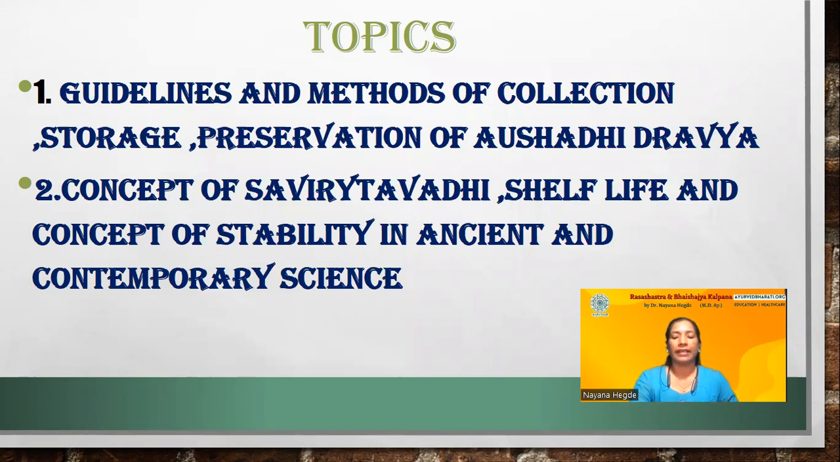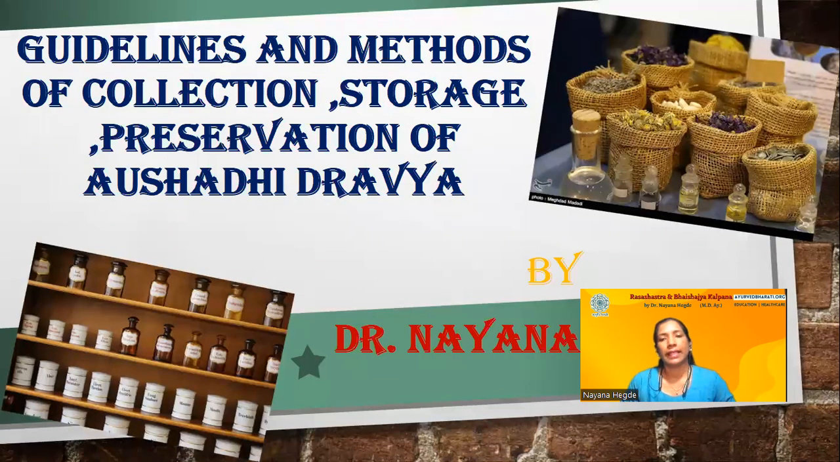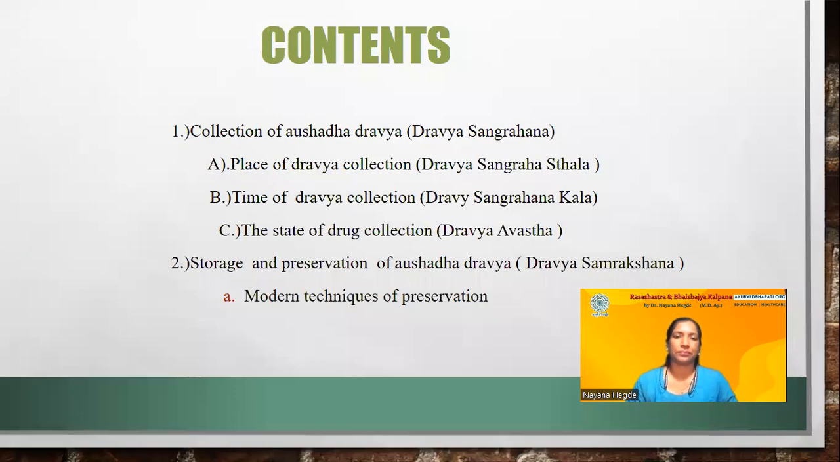First topic is guidelines and methods of collection, storage, preservation of aushadhi dravya. And the second topic is concept of saviryata avadhi, shelf life, concept of stability in ancient and contemporary science. First topic we are going to study is guidelines and methods of collection, storage, preservation of aushadhi dravya.